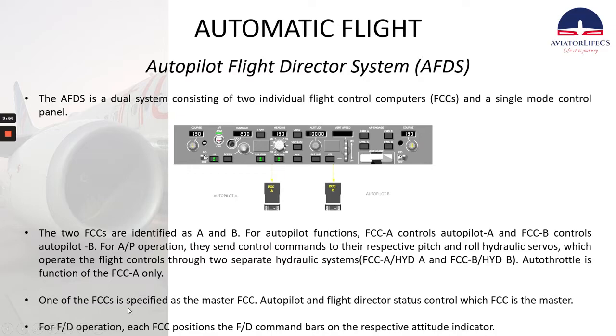One of the FCCs is specified as the master FCC, and you can see here the letters MA. That means that this side is the master one. You don't see anything here. Autopilot and flight director status control which FCC is the master. For flight director operation, each FCC positions the flight director command bars on the respective attitude indicator.